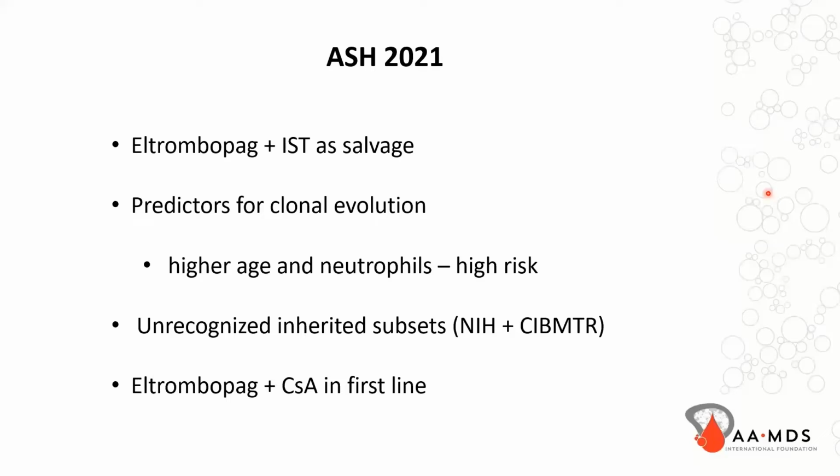They started with rapid ATG, given a second course with horse ATG to try to rescue their marrow function. But there's a report that if you do that and add eltrombopag, doing an indirect comparison with historical controls, it's better than just giving immunosuppression alone.